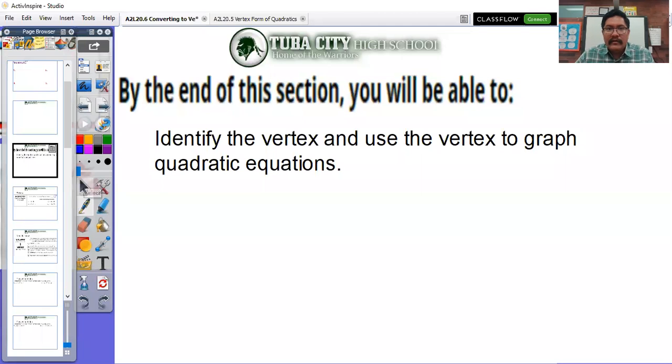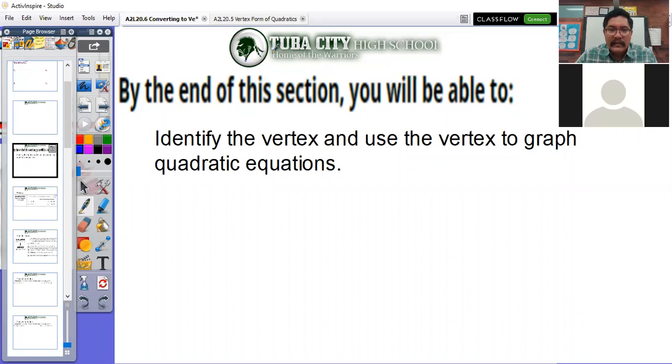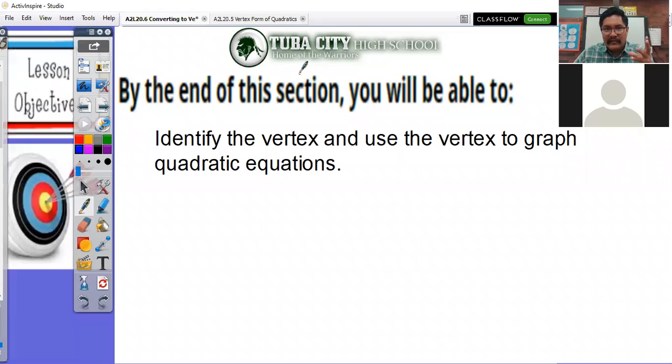All right, so what we are going to be doing in this lesson is the same thing we did yesterday, or the lesson before. We are going to be identifying the vertex and using the vertex to graph quadratic equations. But there is also one extra thing that we are going to do, and that is to create a vertex form so that we can graph it.